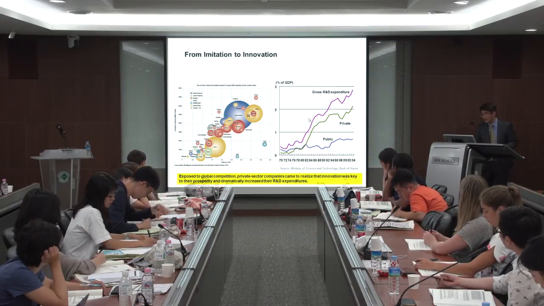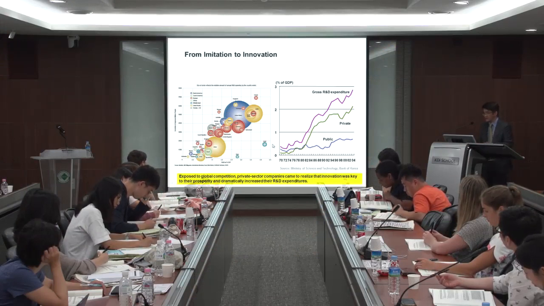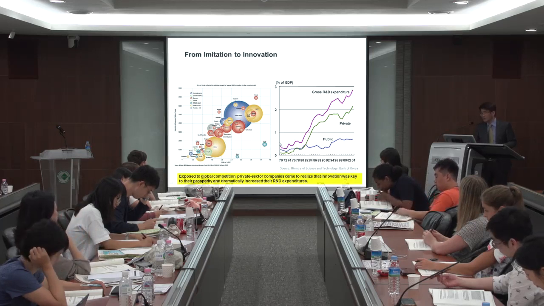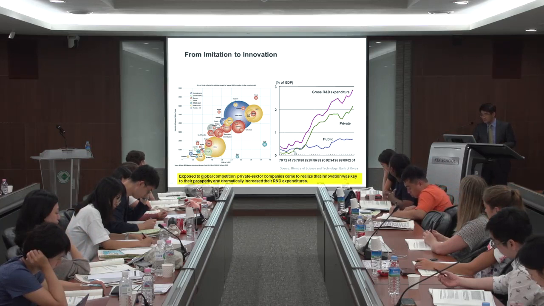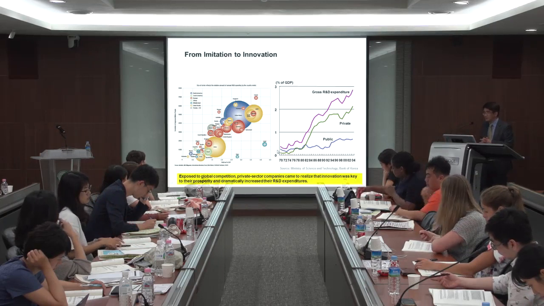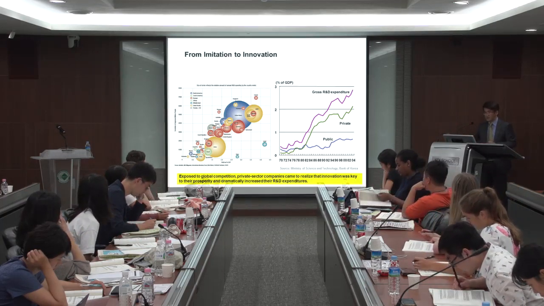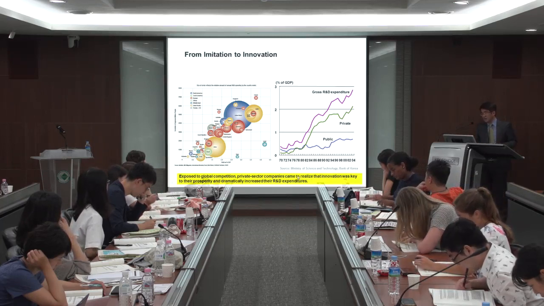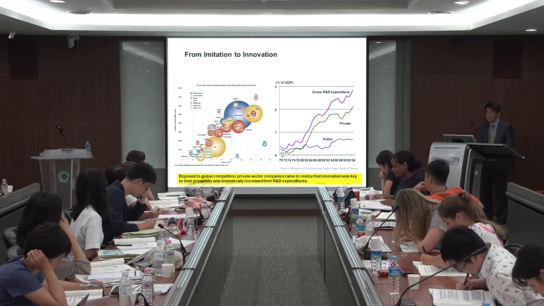Because Korean companies like Samsung, Hyundai and LG were exposed to global competition, private sector companies quickly came to realize that innovation was key to their continued prosperity and dramatically increased their R&D expenditures. So if you look at Korea's R&D expenditures, you see a remarkable pattern. Back in 1970, Korea's overall gross R&D expenditure was less than 0.5% of GDP. So it didn't spend much money on research and development. And about 80% of R&D expenditure was undertaken by public bodies, like government research institutes. The private sector did not spend much money on R&D in 1970.